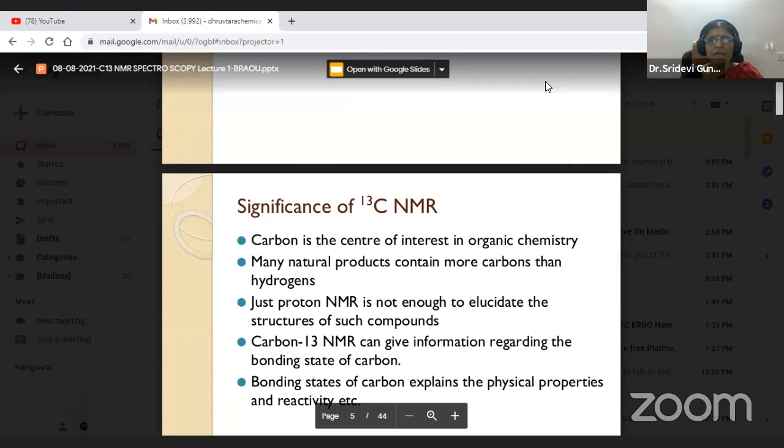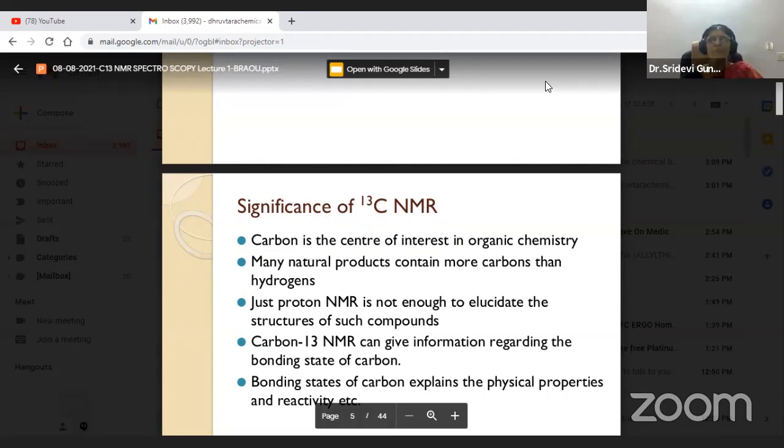Not the direct framework. For example, if you take ethanol, you observe CH3 protons, CH2 protons, and the OH proton. From their multiplicity patterns, you will know that CH3 is attached to CH2, and CH2 in turn is attached to OH. So from the multiplicity and chemical shifts, we are able to know that it is a CH3, CH2, OH molecule. But in C13 NMR, you will directly observe the CH3 carbon, and the CH2 carbon also.